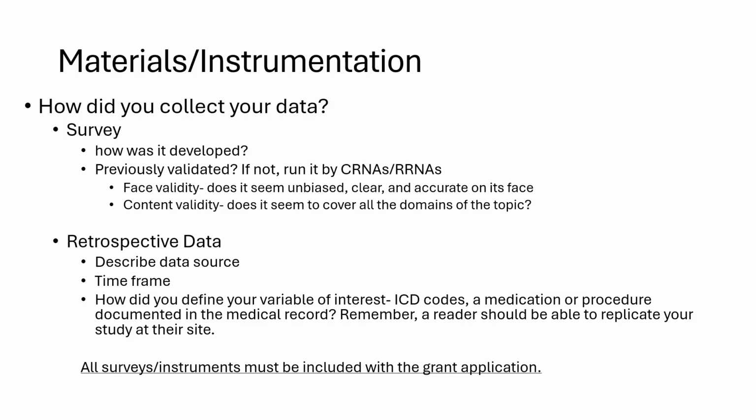Okay. So for your materials and instrumentation section, the most common ones that students use are the surveys and retrospective data, where there's data that already exists that they collect. So with your surveys, you need to clearly describe how did you develop them. Did you have information that you get from the site, from the supervisor who gave you the information? Did you come up with the survey by the questions that you wanted to answer yourself? Or was that survey something that was already pre-existing, such as the Maslach Burnout Inventory?